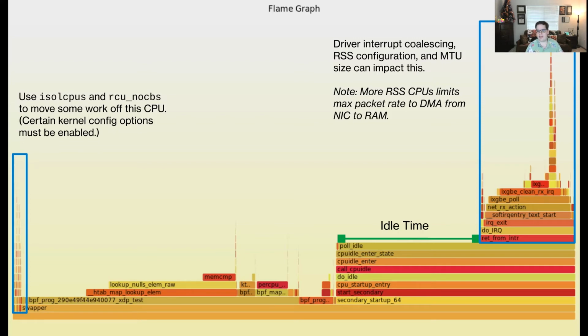And also, as a side effect of this, when you look at the driver stack, you can actually compare to see if different drivers consume different amounts of time as well.